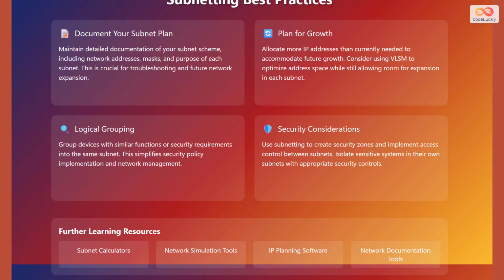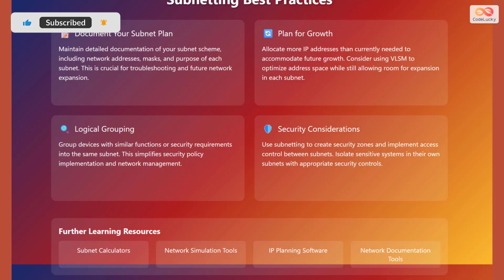Third, logical grouping is important. Group devices with similar functions or security requirements into the same subnet. This simplifies security policy implementation and network management. Finally, you must consider security. Use subnetting to create security zones and implement access control between subnets. Isolate sensitive systems in their own subnets with appropriate security controls.